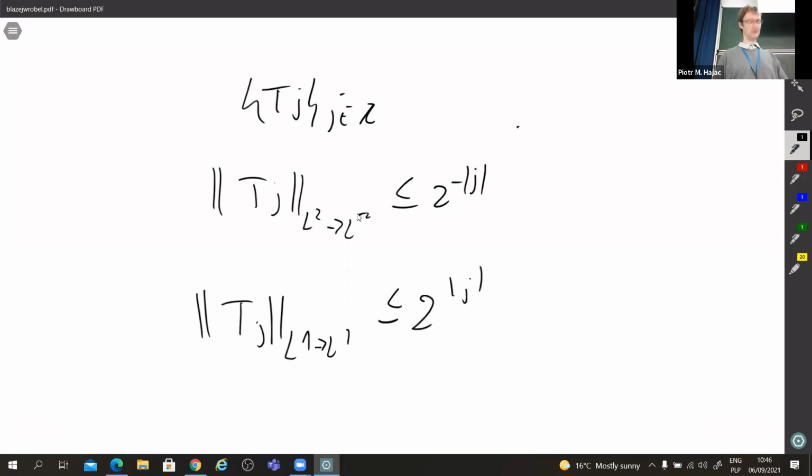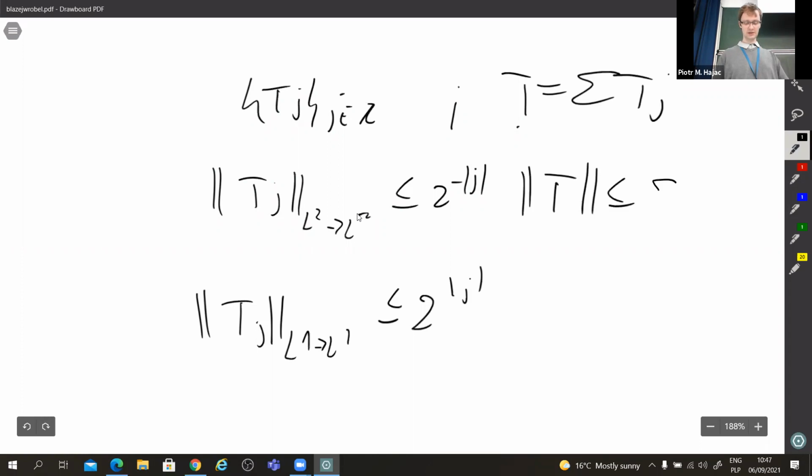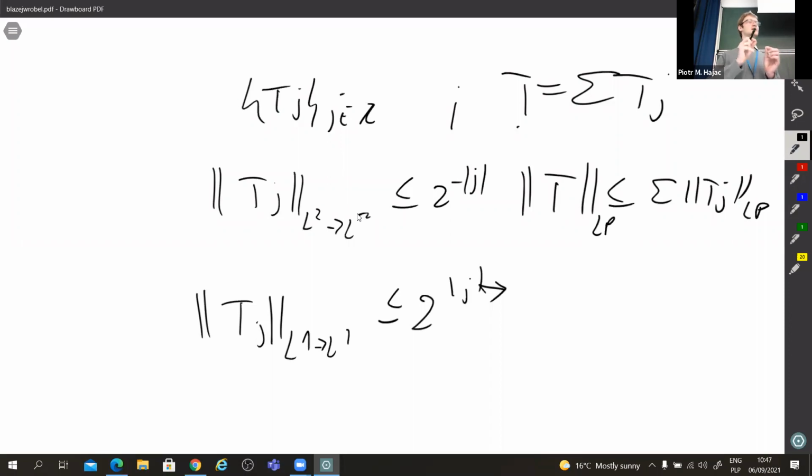And now you would like to interpolate, because the operator that you are interested in is not just a single Tj, but the full sum. So T is smaller than the sum over Tj's in any norm, say the LP norm. Interpolation will tell you that if you are close to L2, you will get a negative exponent, whereas if you are close to L1, you will get a positive exponent. Positive geometric series cannot be summed, whereas negative geometric series is summable. So if you play with the exponents, you will realize that the point where this breaks is 3/2. And yeah, you're welcome.